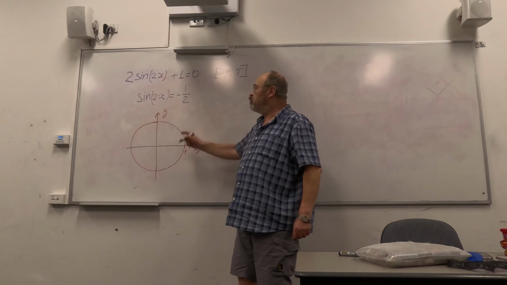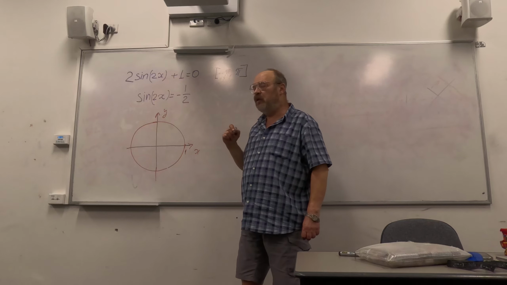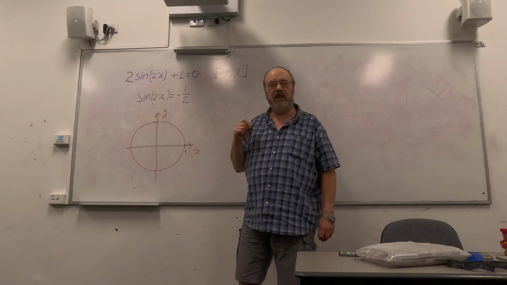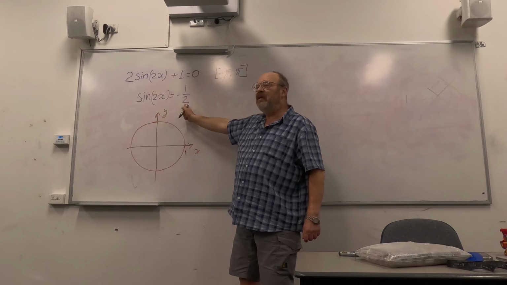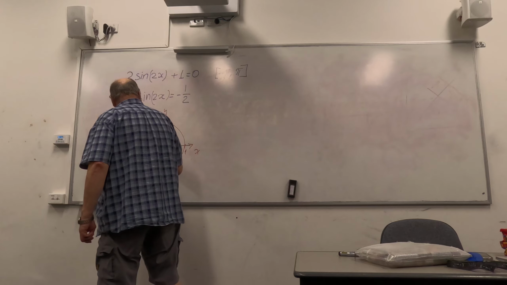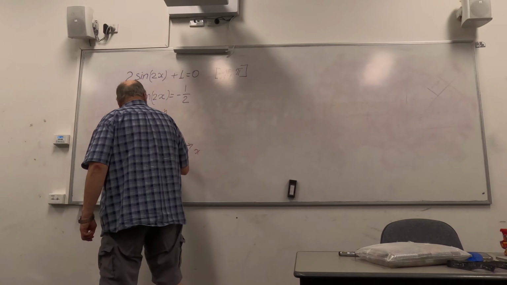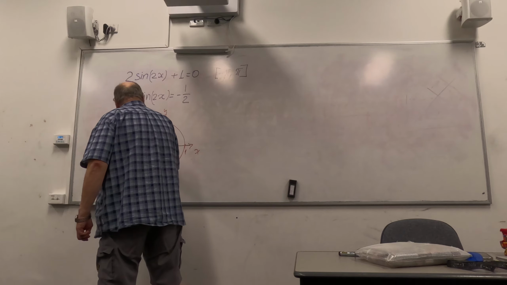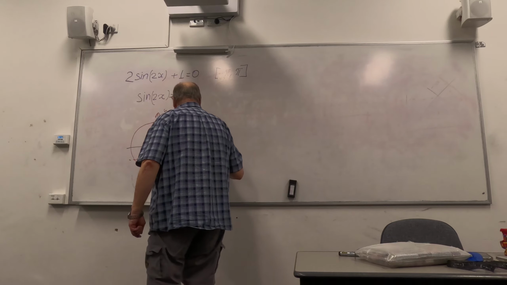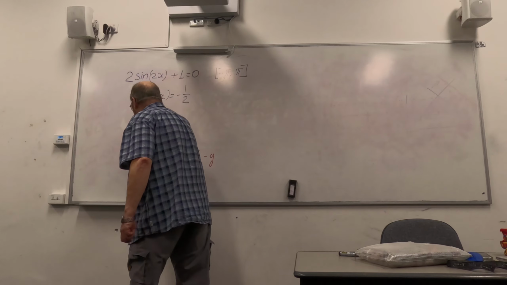So we have the y coordinate equals what? Negative 1/2, because sine is the y coordinate. So y equals negative 1/2. And if we draw the line y equals negative 1/2.